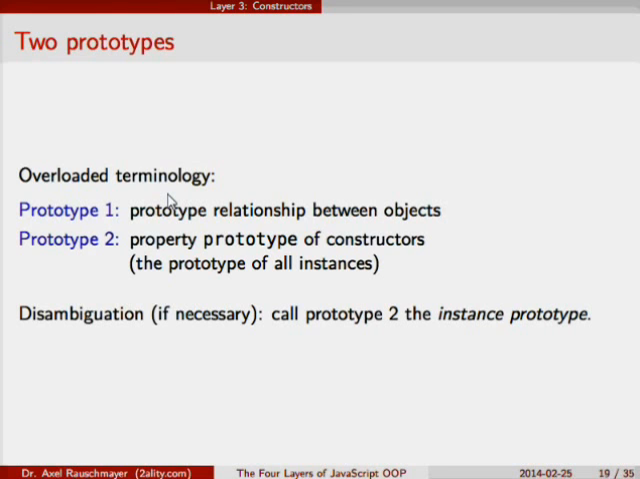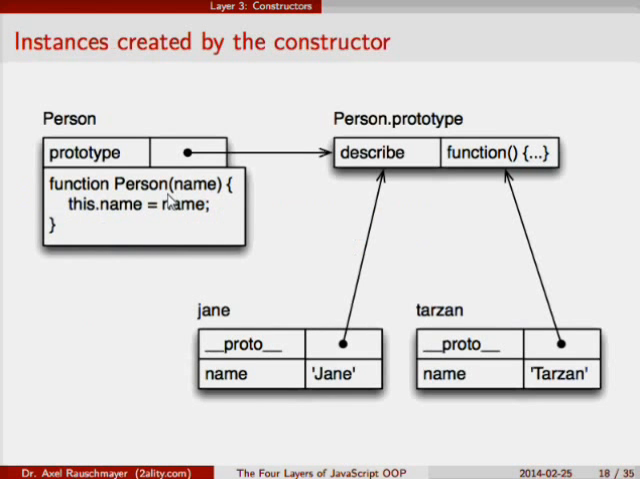And usually the context makes it clear which of the two prototypes is meant. If you want to disambiguate, then you can call the prototype number 2 an instance prototype. So this up here is an instance prototype if I refer to it via person, and it's simply the prototype of these objects if I look at them from Jane or Tarzan.